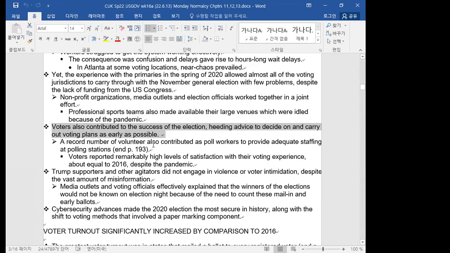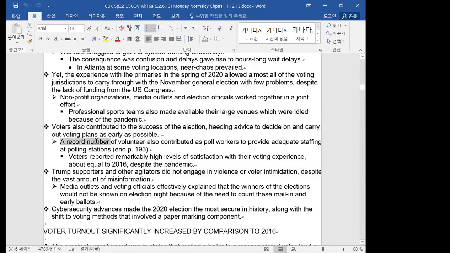Voters also contributed to the success of the election, heeding advice to decide on and carry out voting plans as early as possible. I saw that with my family, taking advantage of early voting. I think my sister gathered up the ballots from my mother, who was ill, and her husband's, and took them to deposit in an early voting location. That's what Donald Trump attacked. That's fraud, or that's allowing fraud to happen.